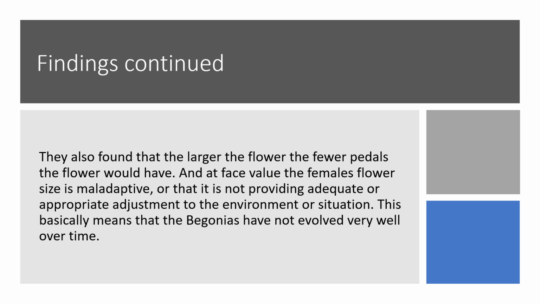More findings. They discovered that the larger the flower, the fewer petals the flower would have. Basically, a begonia plant cannot produce a large flower with many petals. And at face value, the female flower's size is maladaptive, or that it is not providing adequate or appropriate adjustment to the environment.